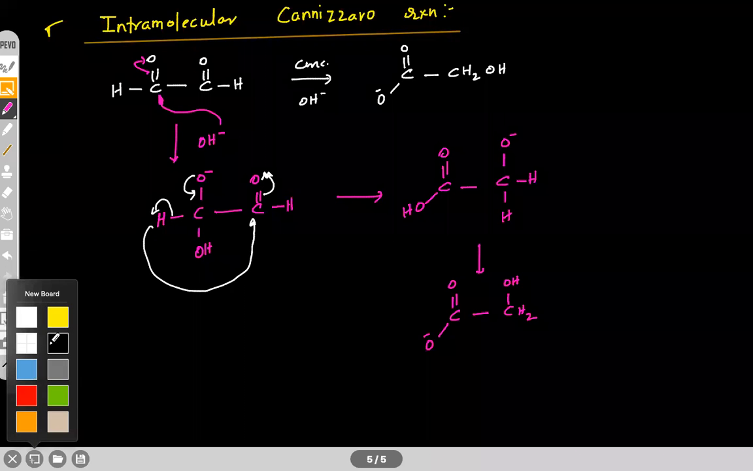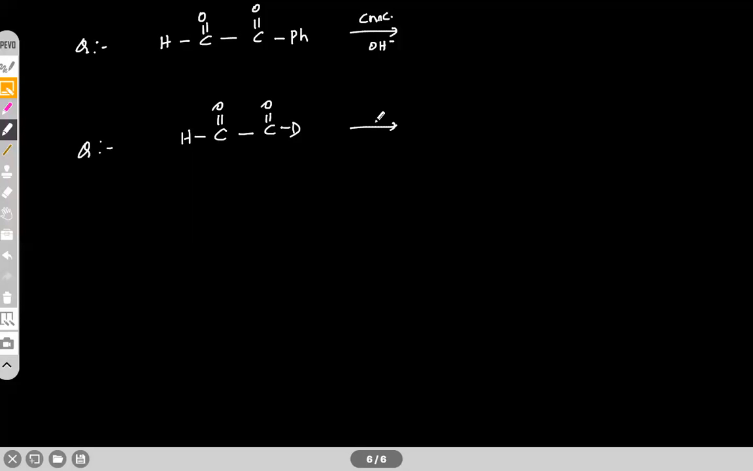Now you see this example here. We have intramolecular, so H, C double bond O, then C double bond O, pH. Tell me the product in this one, concentrated base. And one more, the last one, H, C double bond O, C double bond O, D, and the same reagent.